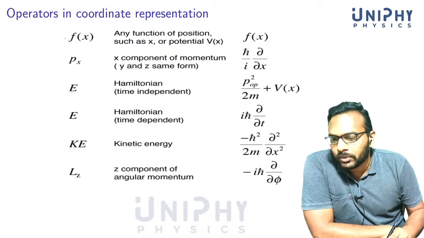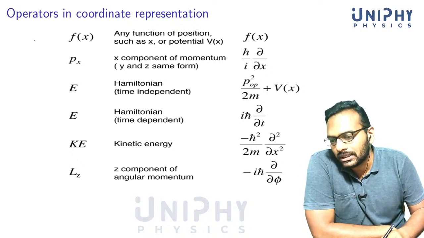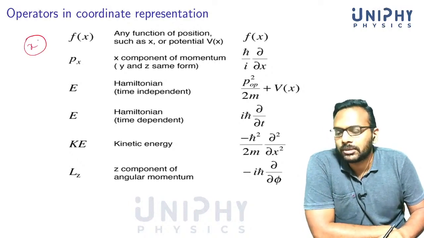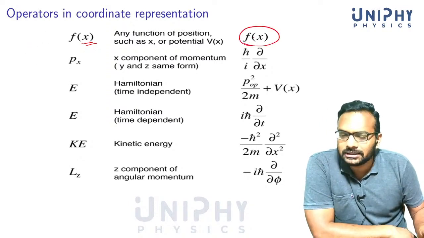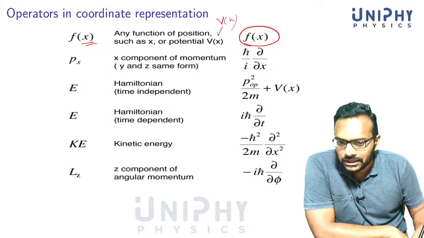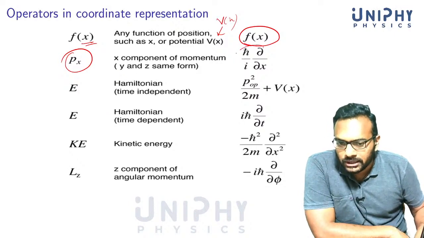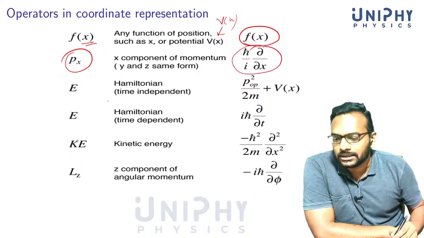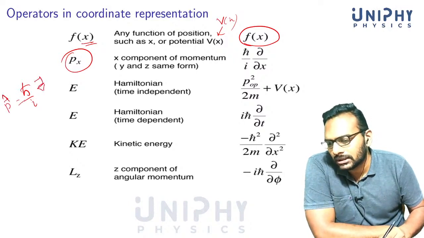The operator corresponding to position is simply the position itself, so multiplying by x. Any function of position, the corresponding operator is the corresponding function, no problem. So the operator corresponding to a potential V of x is simply V of x. And the x component of momentum is h cross by i, del by del x. If it is in three dimensions, you will write h cross by i times the vector operator, the gradient, here.